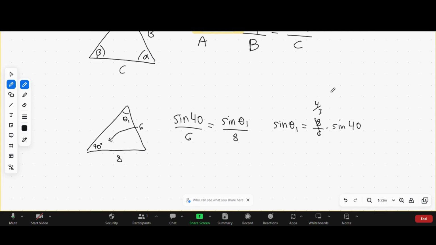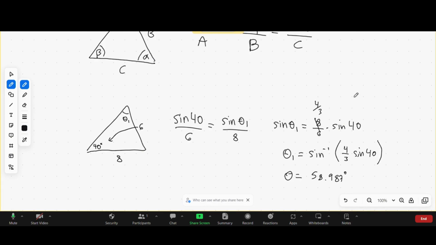And then we can do our inverse trig here to isolate theta 1. So theta 1 is going to be the inverse sine of 4/3 times the sine of 40. And the sine of 40 is a number, so you can treat this whole term like a number that we're multiplying or adding. So if we just plug this into our calculator here, we get that theta 1 is equal to 58.987 degrees. And as I mentioned, you can take this and you can solve for the rest of the triangle.